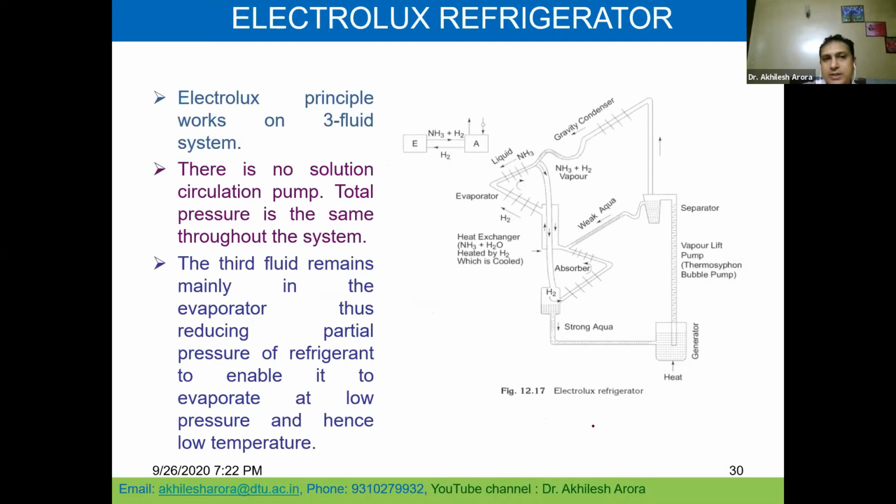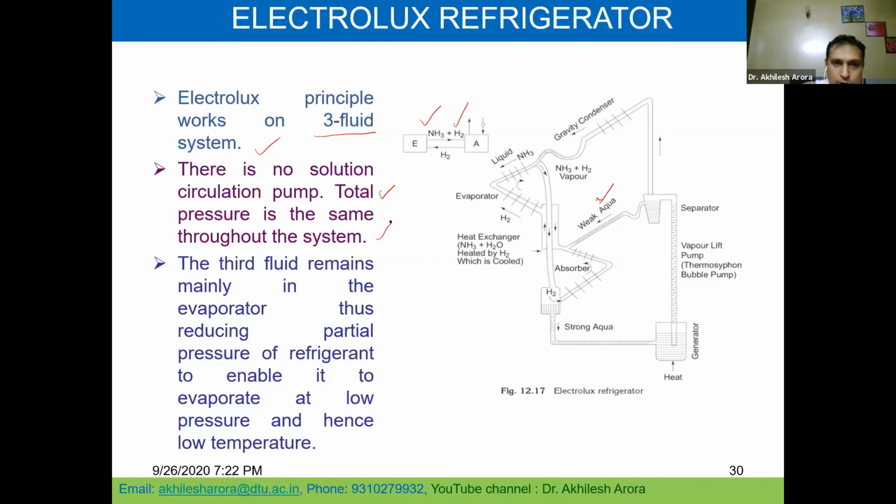Now Electrolux refrigerator works as a three fluid system. What are those three fluids? One is ammonia, the other is hydrogen, and then there is water also present in the system. Because when we say aqua ammonia, aqua is basically water, and ammonia. There is no circulation pump. Total pressure in the system is the same throughout. So the system is at the same pressure everywhere. Nowhere will you find that the pressure is different.